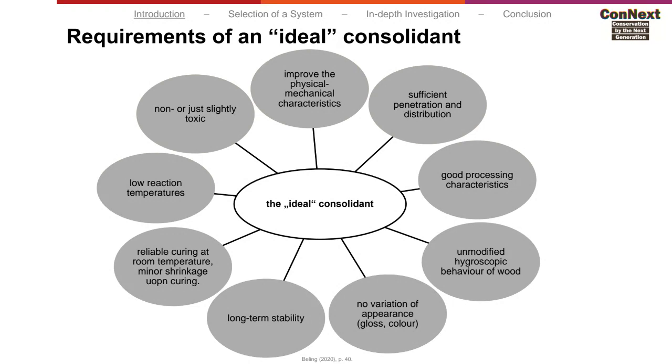Furthermore, it should reliably cure at room temperature and should have a low reaction temperature in order not to jeopardize the object. Also, the hygroscopic behavior, for example the swelling and shrinkage behavior, should not be changed in order to prevent cracking or the detachment of consolidated areas. To sum it up, the ideal consolidant should ideally recover the original properties of the degraded wood, but unfortunately, nobody has invented that product yet. So besides that, the priority of various requirements on the consolidant will vary from one application to the other.